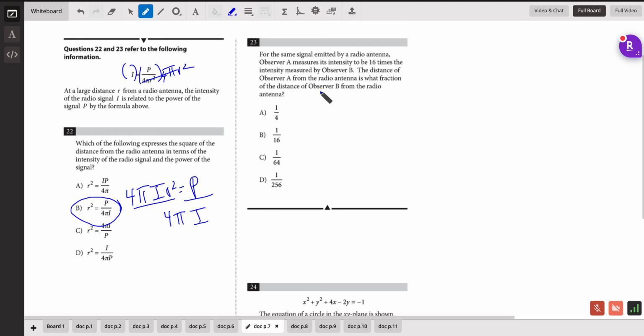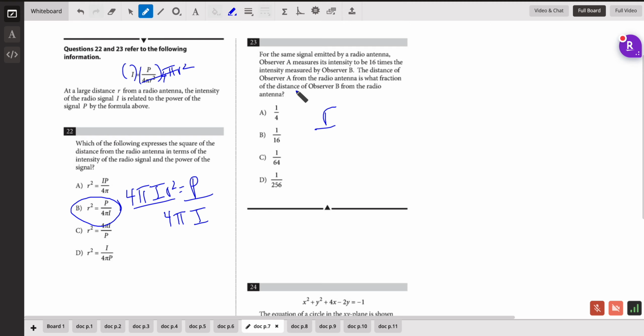Anyways, so we have 16 times the intensity. And in order to figure this problem out, the easiest way to do this is knowing that we have the r here, the distance. So most likely there's some sort of relationship here between the two.